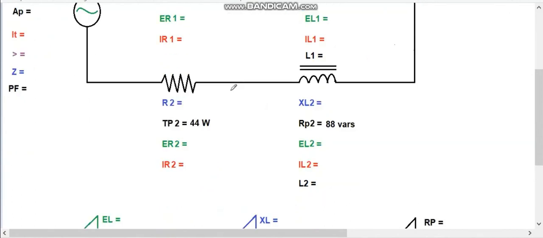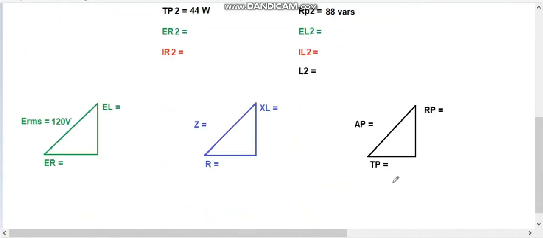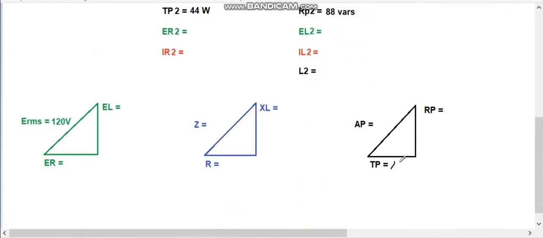of those. So what I'm saying is that these two would add together and these two would add together. So on here, I could put those values here. So I could say, okay, the value of the true power resistor is 56 plus 44. So that's 100. And it's 100 watts. This is true power.